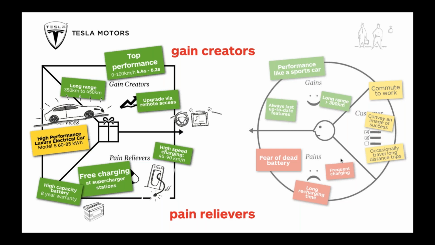That long range, the upgrade via remote access. There's a whole set of specific features and components of the product or service, like the over-the-air automatic upgrades, right? That's a very specific feature that they needed to develop to be able to provide that gain creator and create the gain for customers and fit that gain. And in the end, they end up with fit, right? That's the important thing. This customer fits with this value proposition. This is called product market fit. It's called that way in other places, but we just call it fit between the value proposition and the customer segment.